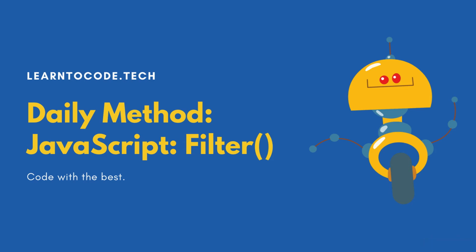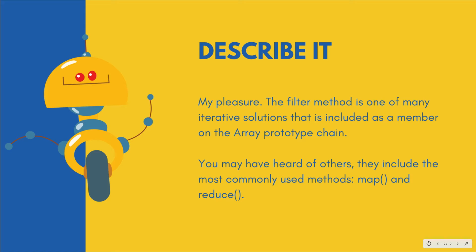Today we'll begin our daily method series with the JavaScript filter method. So let's describe the filter method. The filter method is one of many iterative solutions that is included as a member of the Array prototype chain. So essentially what that means is that you can call the filter method on any instance of an array because it is available throughout the prototypal chain of the array object.